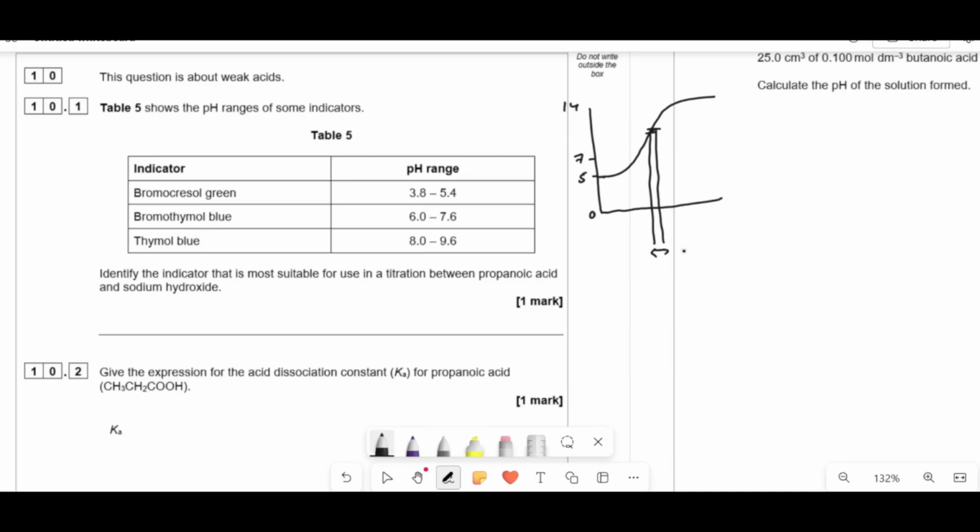So you want to choose something that sits within the range where the vertical is, but you also want something with as sharp a change as possible, as in the narrowest range. On that basis, bromocresol green is absolutely not going to work. It's nowhere near where that's going to be. So it's out. It's going to be shifted more above 7, wherever this one is. Bromothymol blue is a bit too low. The range is from 6 to 7, but if we're starting with the weak acid and finishing with a strong base, it's going to go above 7 before you hit that equivalence point. So that one's out. Thymol blue is the one, and the range is pretty tiny as well.